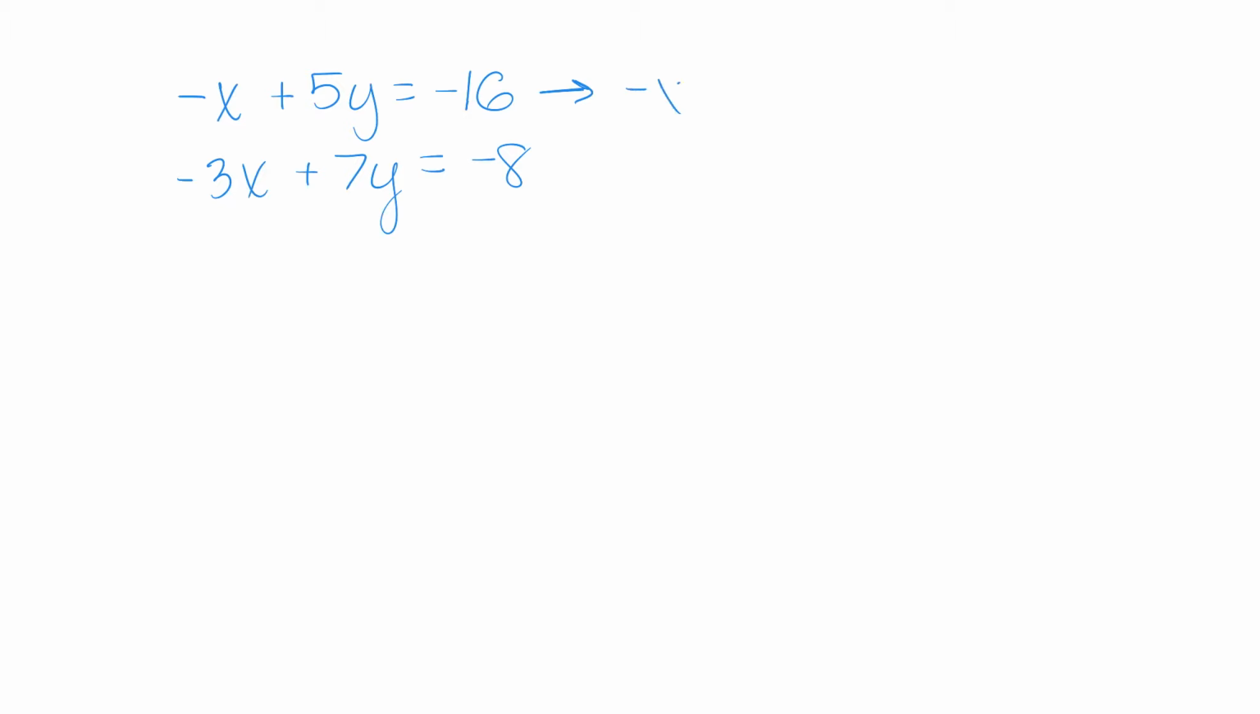And then I'm going to have negative x equals negative 5y minus 16. I need to divide out this negative 1, right?